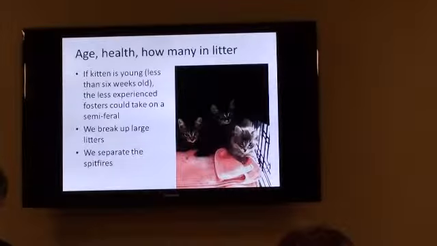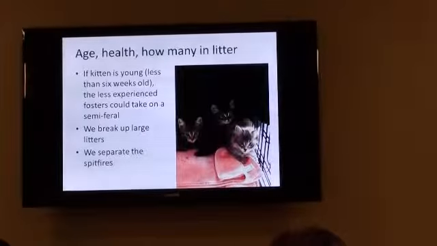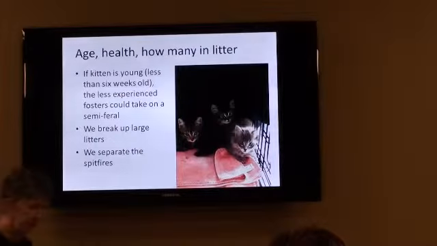And if I go out and I start trapping kittens, I find out there are kittens someplace, and I start trapping them, and I'll catch one one day, and then it might be another couple days before I get the other one. That second one is so much more feral than the first one. Every day is important for us to try to get them into a foster situation so that we can socialize them. So again, we'll have to separate them. We separate what we call the Spitfires. Those are little bitty ones.